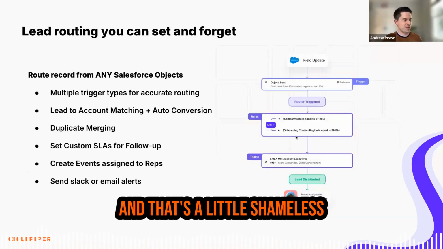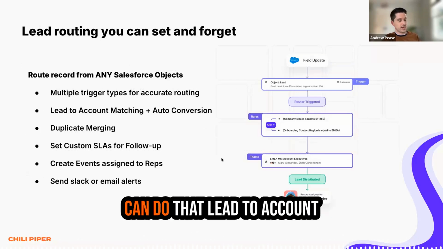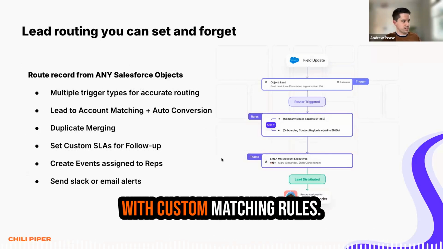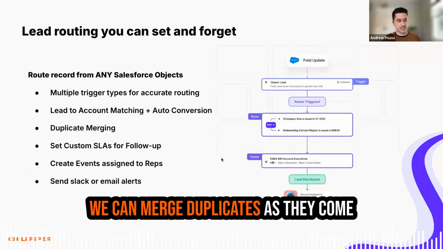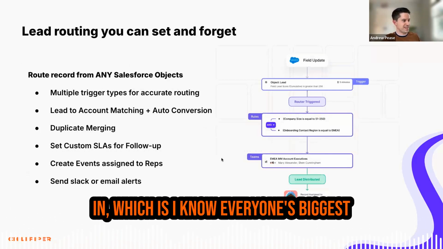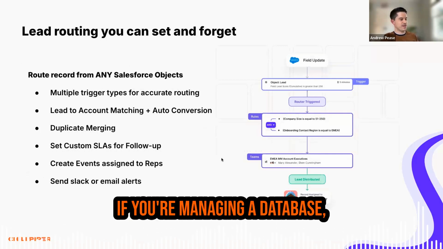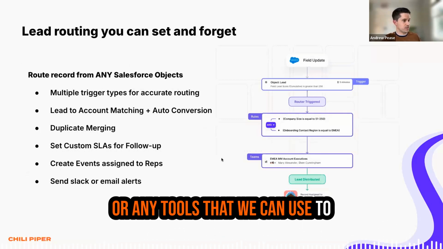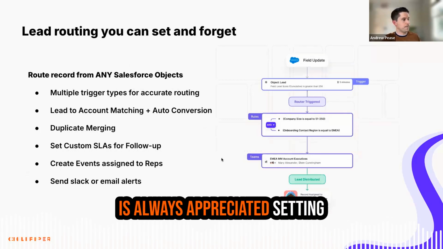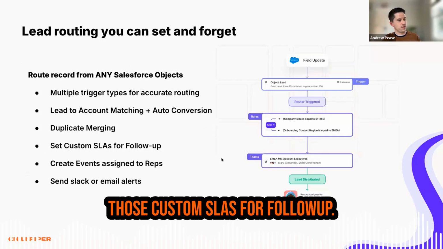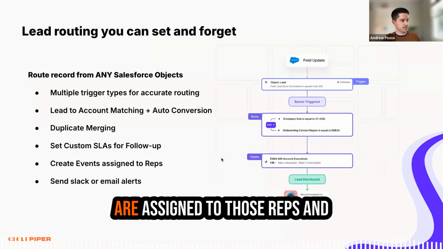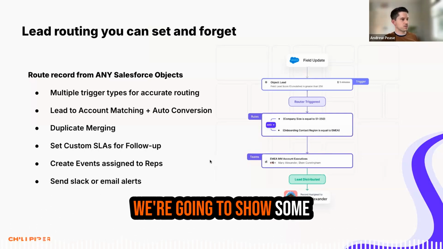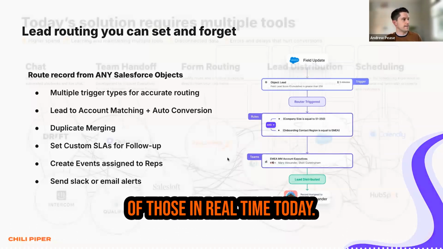That's a little shameless plug for our tool here, but we can do that lead-to-account matching and auto conversion. Nathan's done a great job of building out our matching hub with custom matching rules. We can merge duplicates as they come in, which I know is everyone's biggest headache. If you're managing a database, duplicates are always a problem. So any tools that we can use to merge some of those together are always appreciated. Setting custom SLAs for follow-up, creating events that are assigned to those reps, and sending Slack or email alerts. Those are all features in the Distro product. We're going to show some of those in real time today.